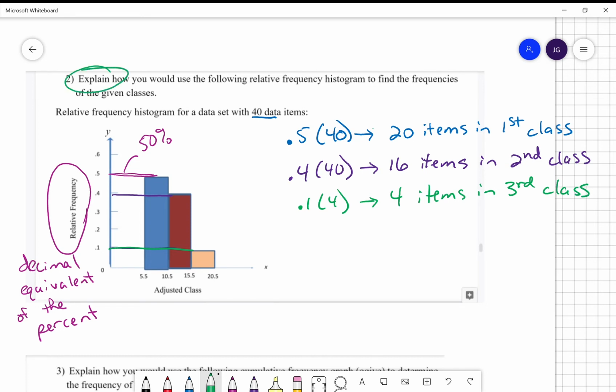Okay, so my explanation is to take the decimal equivalent for each class, times, so I'll write it out, total data items. Do this for each class.